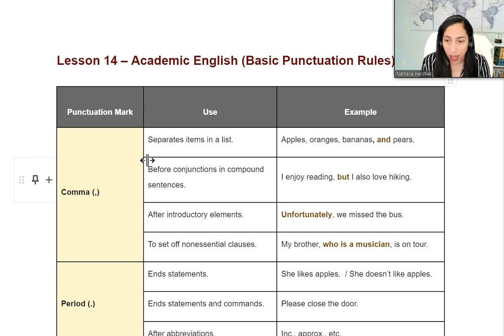Okay? So let's see. A comma is used to separate items in a list. For example, apples, oranges, bananas, and pears. So as you can see, there is a comma here before the word "and," and some people may say, well, is it really necessary to use a comma before "and"?